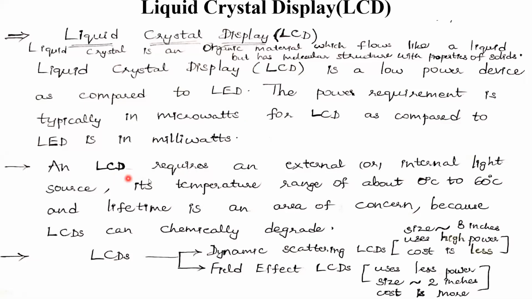An LCD requires an external or internal light source. Its temperature range is about 0 degrees centigrade to 60 degrees centigrade, and the lifetime is an area of concern. Generally the lifetime of this LCD is very less. It is the major concerning area. The worrying thing is that the lifetime of this LCD is very less when compared to other electronic devices.